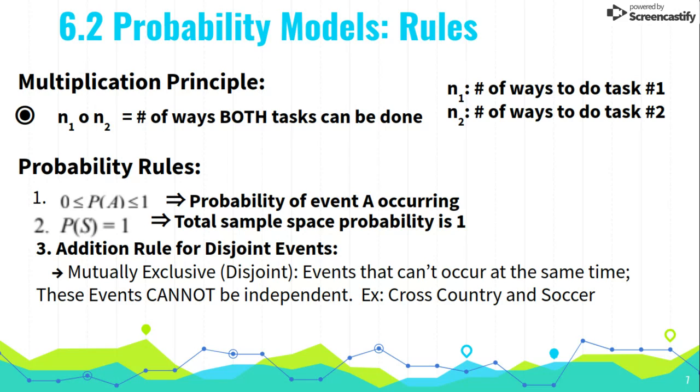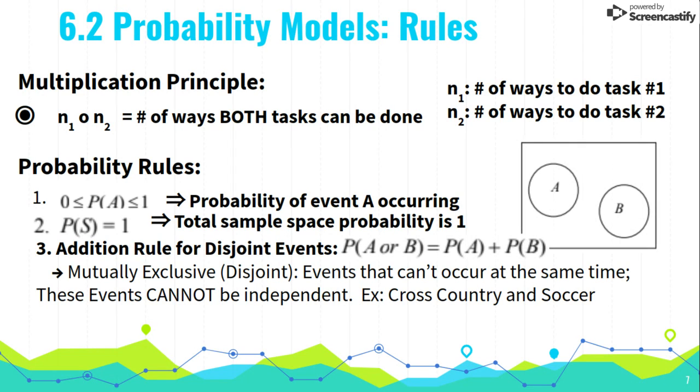So the rule for that is that P, the probability of event A or event B occurring, is the probability of event A plus the probability of B occurring. And the diagram on the right explains that they're totally different events. That's why they have different circles, and that's why when you add them, that just tells you the probability of either A or B.